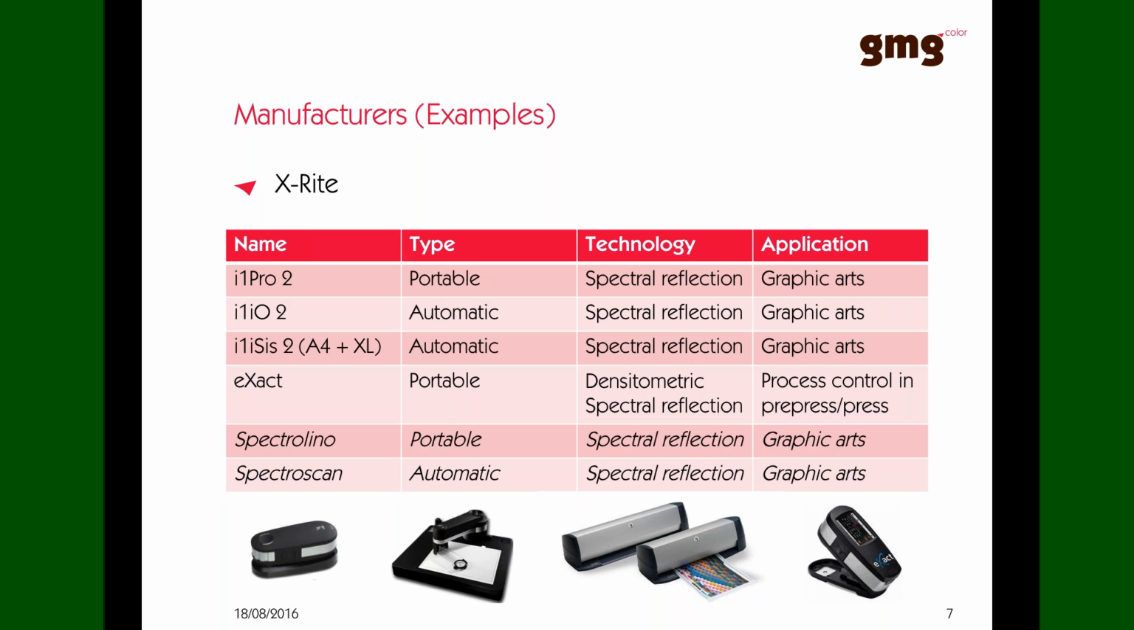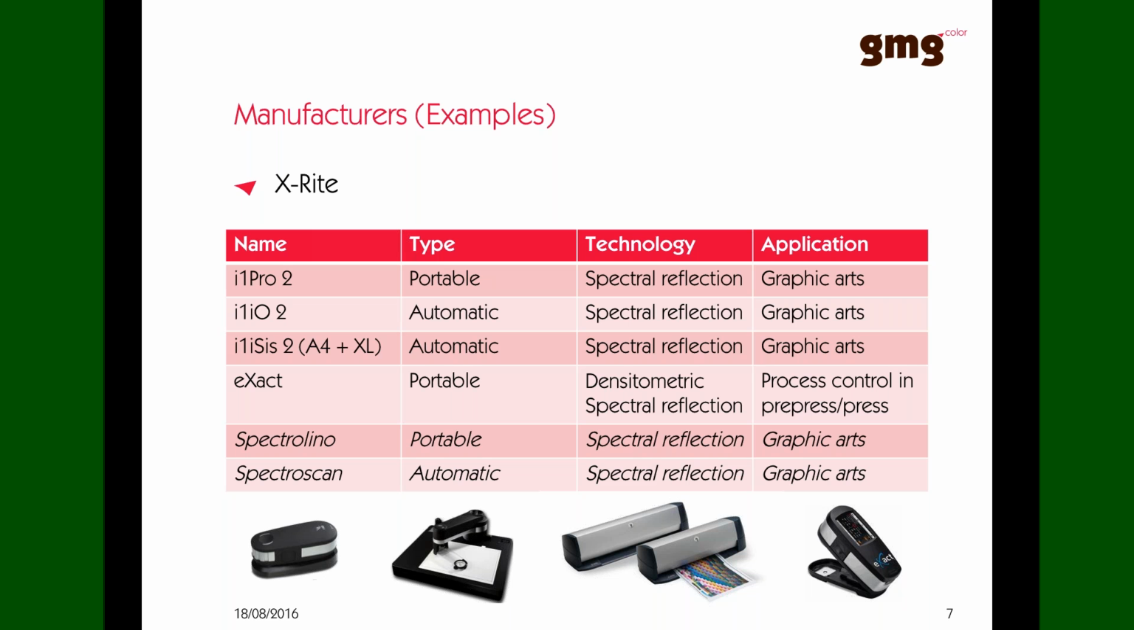Same for the i1IO table. That's basically just a holder for the i1 Pro 2 to measure a whole test chart in an automatic way. Then X-Rite has, for example, the i1 ISIS 2 that comes in two sizes, the 4 or the XL size. It's an automatic measurement device, and it also measures the spectral reflection.